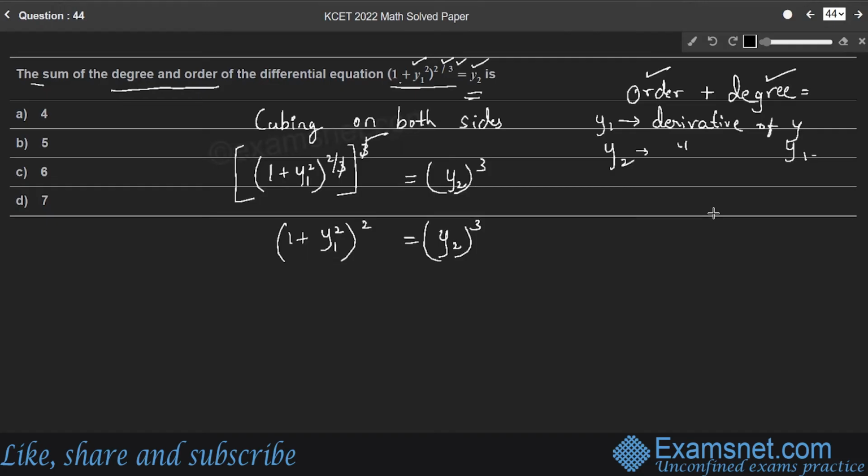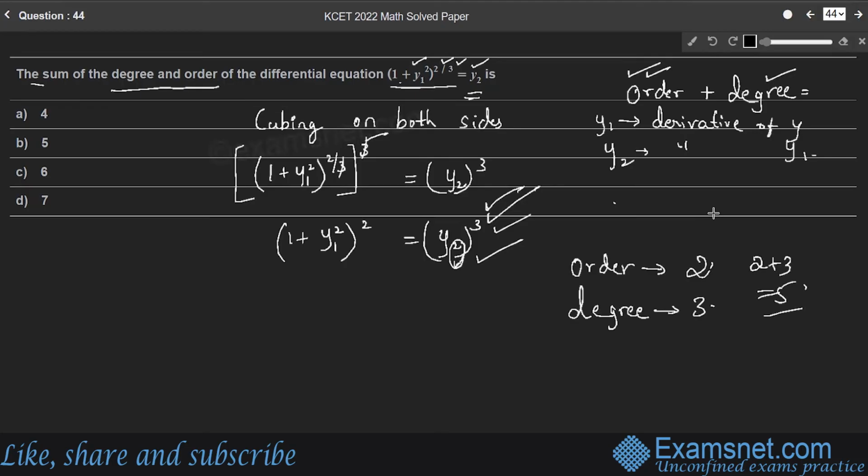Here the highest derivative is y2, the second derivative of y, right? Therefore, the order of the given differential equation is 2, because the highest derivative is y2. Whereas the corresponding power is called the degree. Therefore, the degree of the given differential equation is 3, y2 to the power of 3. Therefore, the sum of order and degree is 2 plus 3, which is 5. Therefore, option B is the right answer.